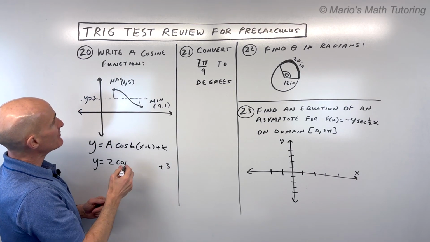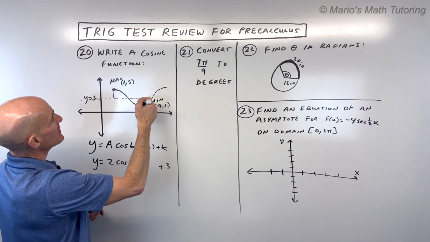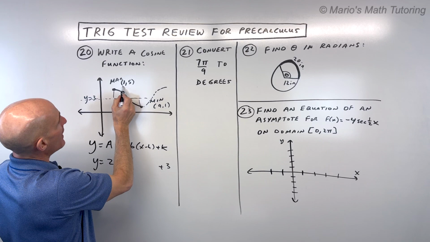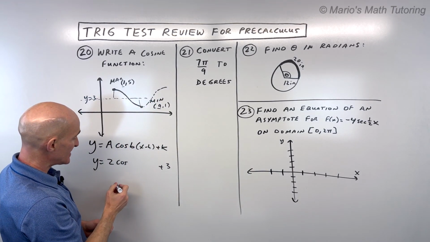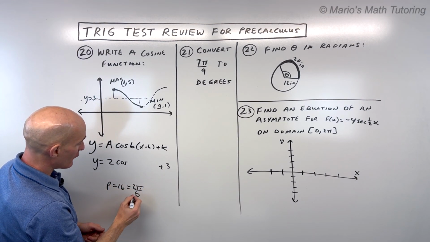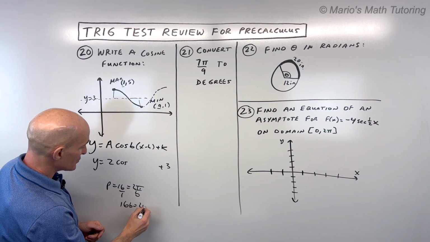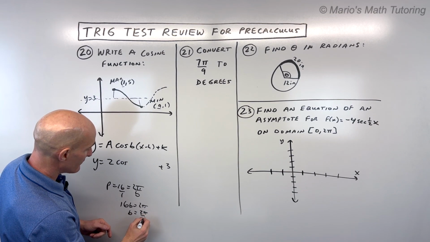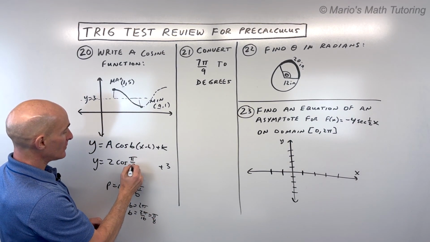And then the period. Notice this is like half of a cosine graph. So from the max to the minimum, that's like half a period. From x value of 1 to x value of 9, that's 8. A full period would be 16. So if our period is 16 and we have the formula 2 pi over b, we can cross multiply: 16b equals 2 pi. B equals 2 pi divided by 16, which is pi over 8.